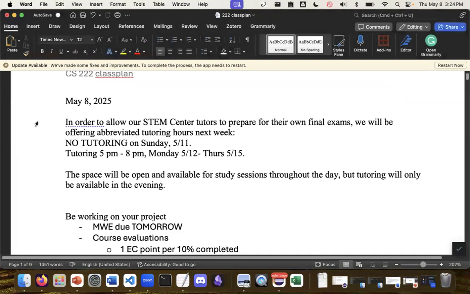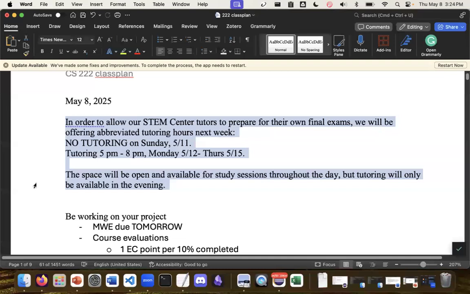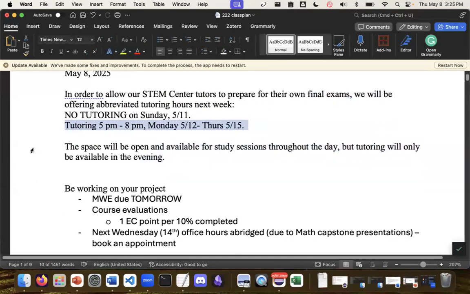I have a note for this in order. So the STEM Center is kind of winding down for the semester. We've got STEM Center tutors. So there's no tutoring on Sunday, but Monday through Thursday of next week, there is evening tutoring. So if we have tutors for this class, and you need to go talk to them, then 5 to 8 p.m. is when that is. Otherwise, if you need space to study or work, then you can always go there.